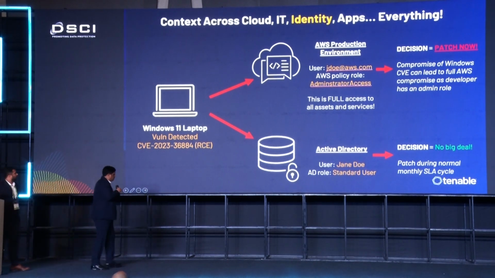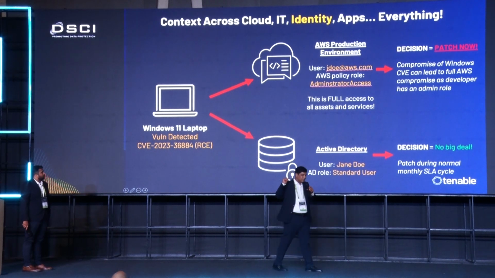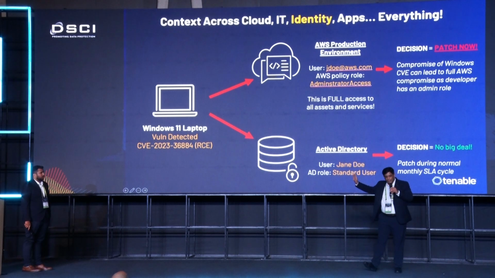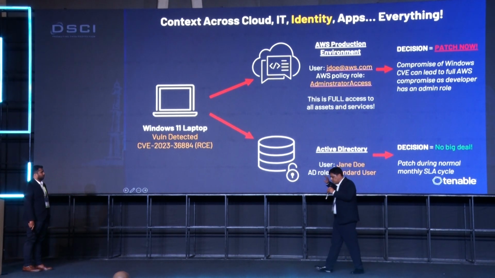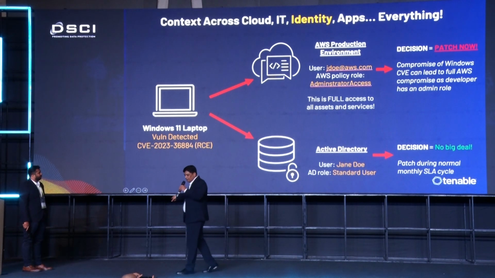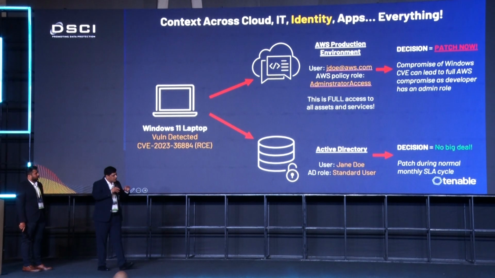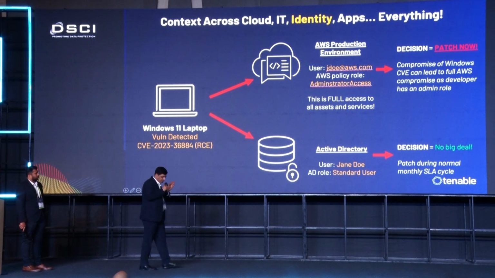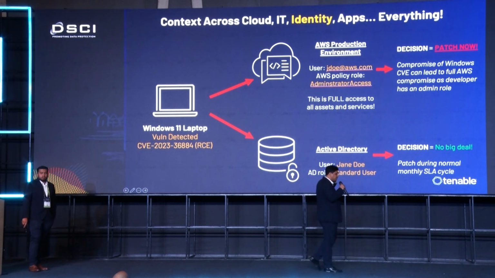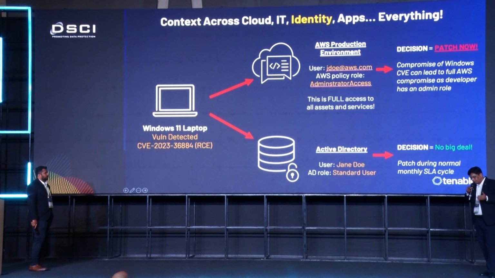So when we talk about contextual information, this is one of the slides. I have one Windows laptop with a CVE. This is a critical CVE which has been running on the system. When we check with the Active Directory, the user working on the system has standard user permission. So obviously the decision will be that it is no big deal and we can patch this vulnerability as per our normal security cycle.